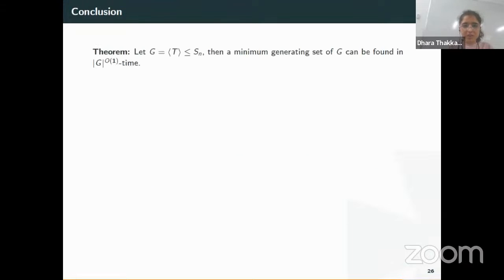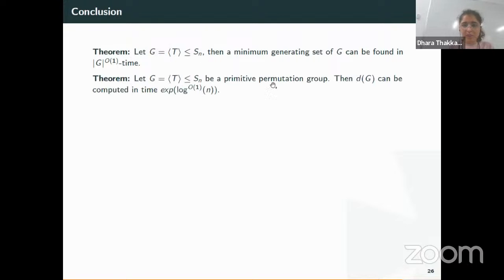So to conclude the talk, we have seen a polynomial time algorithm for the minimum generating set problem when the group is given by a Cayley table or even in permutation group representation. And we have also seen that for primitive permutation groups we find the d value of G in quasi-polynomial time.